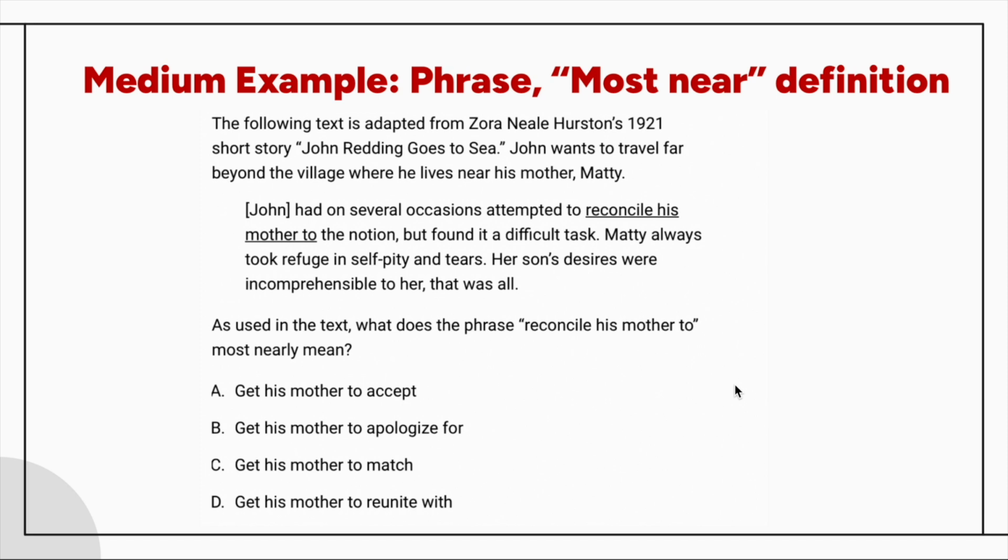Here's where reading the initial context gets important. Here, this context provides vital information on the notion that John is reconciling his mother to, that being, to travel far beyond the village. So the purpose of this passage is to explain how John has been trying to get Maddie to not be so upset by the idea of him traveling far from home. John is the subject, and trying to get Maddie to not be so upset is the action, which tells us that John is trying to get her to accept or come to terms with the notion.